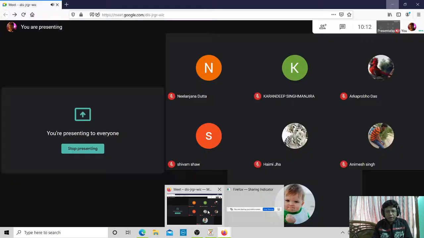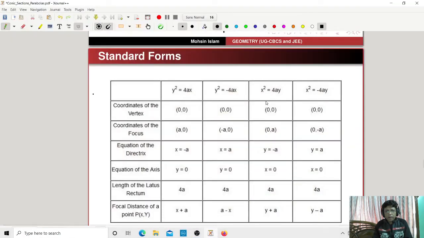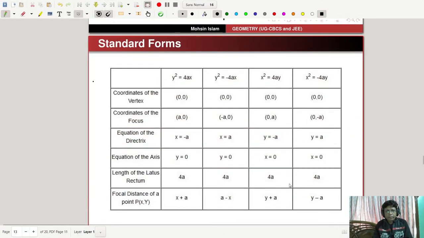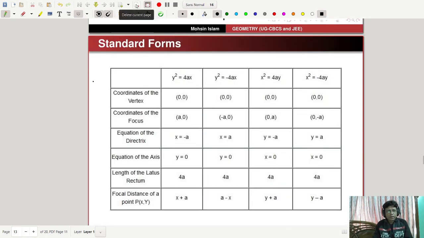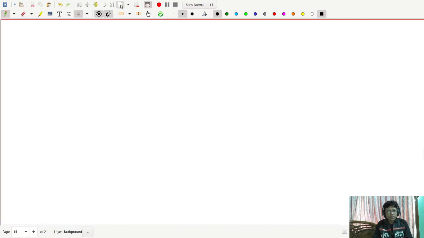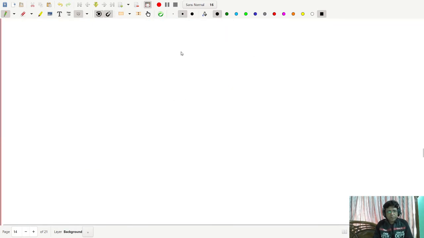I will describe now when the vertex is not at the origin, right? When the vertex is not at the origin, what will happen? So let me take the axis first.